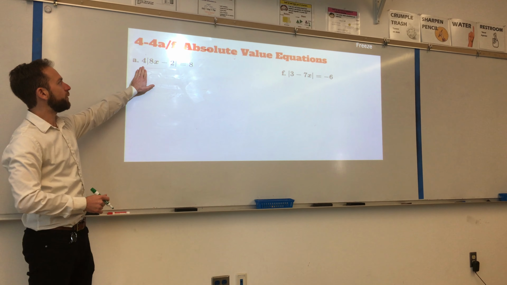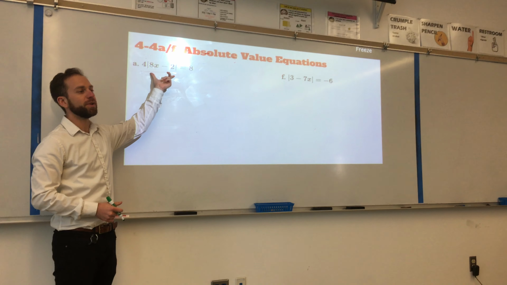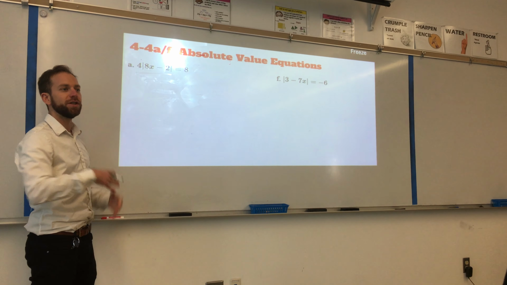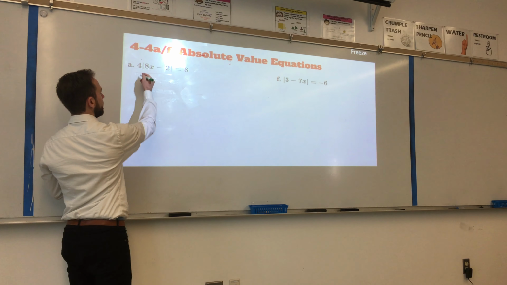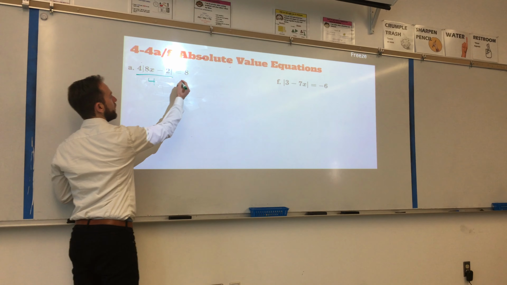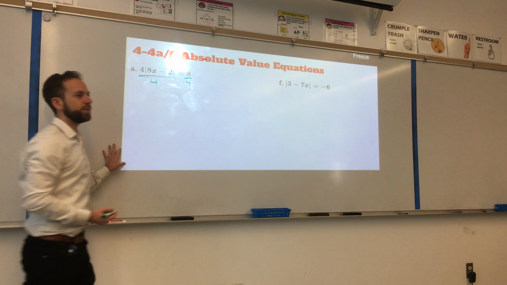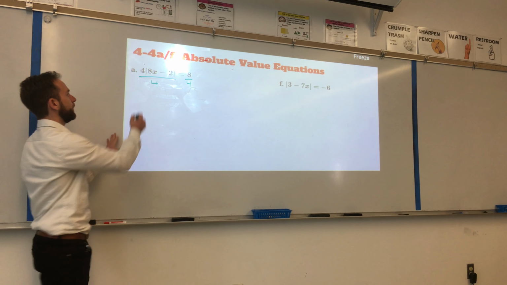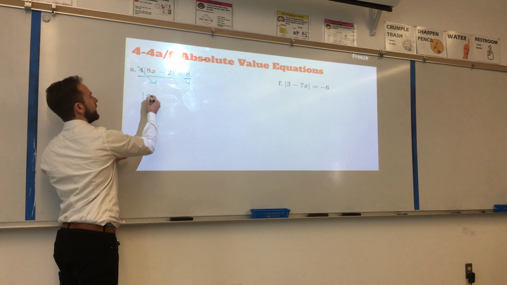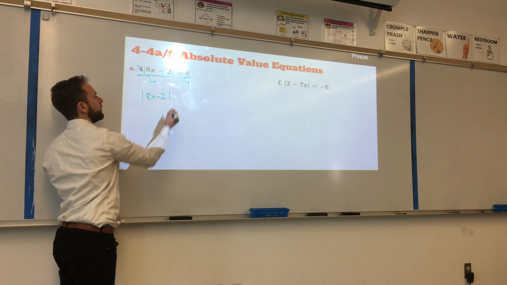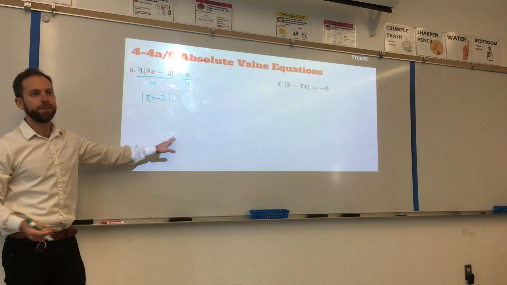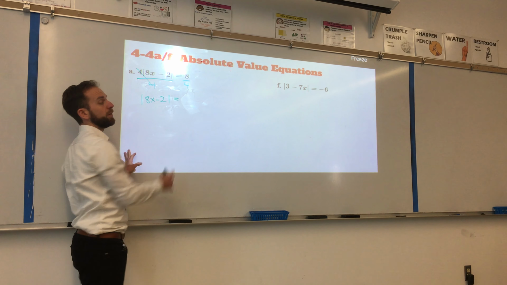What's happening between the 4 and the absolute value? That's multiplication. So we're going to do the opposite, which is dividing. Great, class. So we're going to divide both sides by 4. On the left side, the 4's cancel out, so all we have left is the absolute value of 8x minus 2. And what's left on the right? 8 divided by 4 is 2.